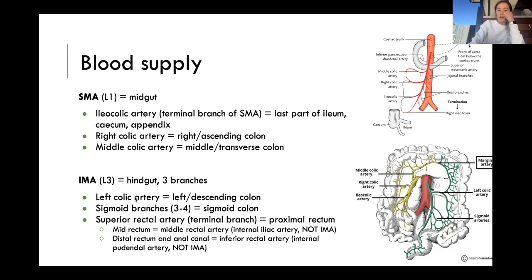So you have your left colon, your sigmoid, and your rectum. And with the rectum, it's just important that the proximal rectum is from the superior rectal, but then the middle rectum is your middle rectal artery, which is not from the IMA, and the distal rectum is not from the IMA as well. Not super important, but it helps with blood supply and drainage. But yeah, the IMA is only the proximal bit of the rectum.